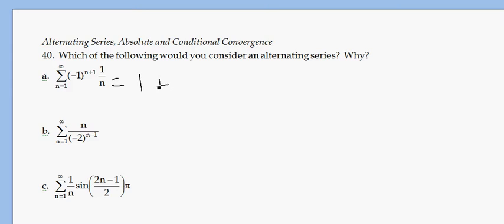And then the next term is negative 1 to the third power, so it's going to be a negative number, and it's going to be 1/2. And then we'd get positive again, 1/3, and then a negative 1/4, etc. So we would consider this an alternating series since the sign is alternating from positive to negative to positive to negative, etc. Let's look at the next one.